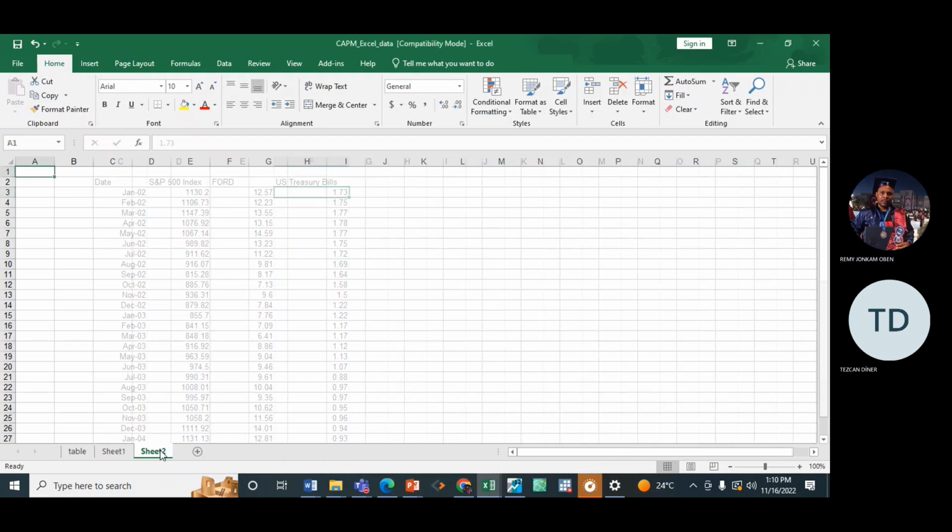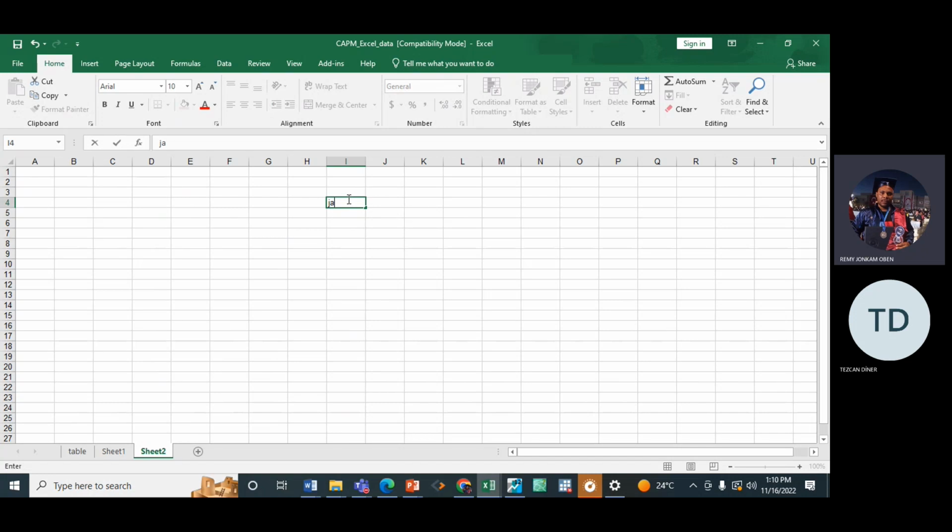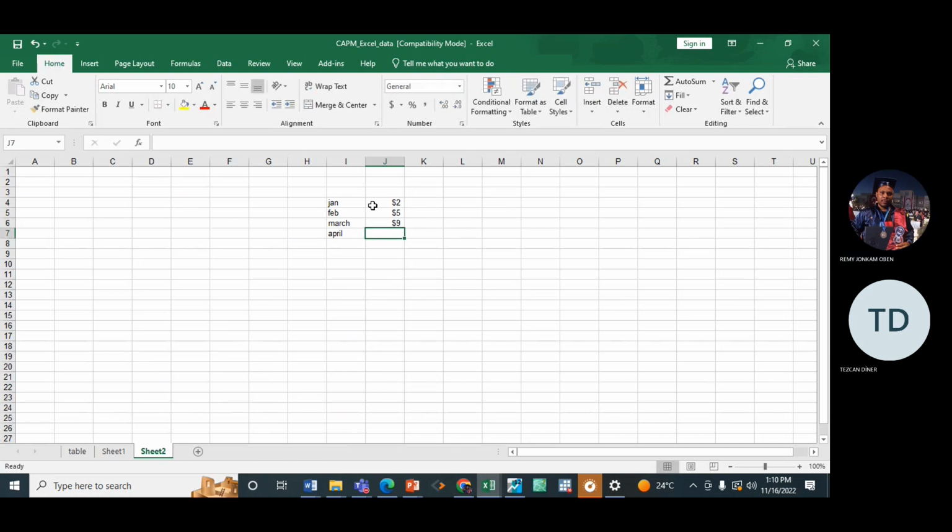Let me open Excel. Let's say we have January, February, March, April, whatever. So let's say we are trying to get observations. Let's say in January, we have a figure of $2. In February, we have $5. In March, we have maybe $9. April, we have maybe $7. So these are our monthly observations, right?